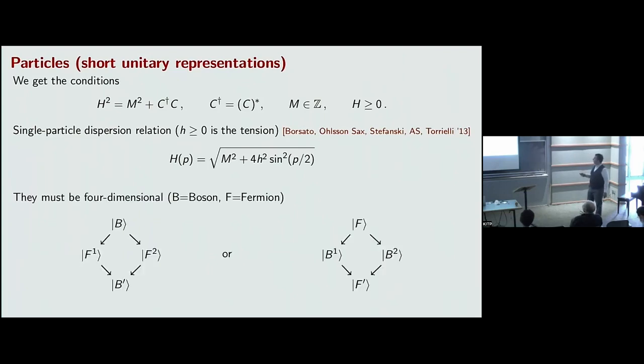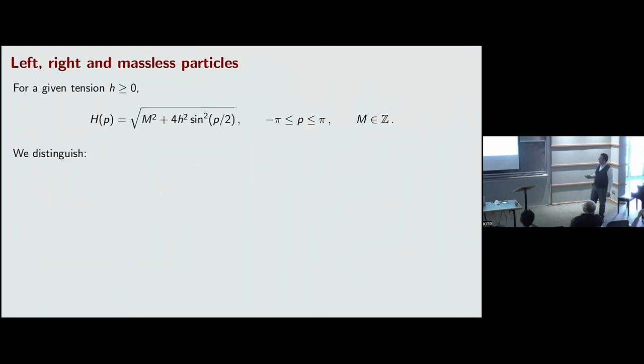And then you find that the representation will just be labeled by the momentum m and h, and they always have this form. Either there is a boson, and then you create two fermions and back to one boson, or a fermion, two bosons, and back to one fermion. And for any values of m, and for any values of h, and for any values of b, they all have this form. So let me give you a list.